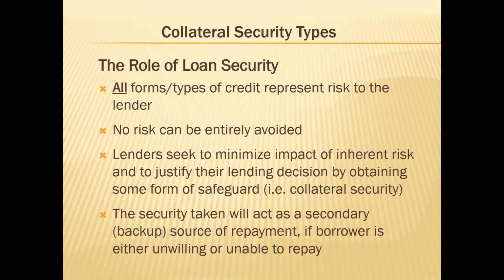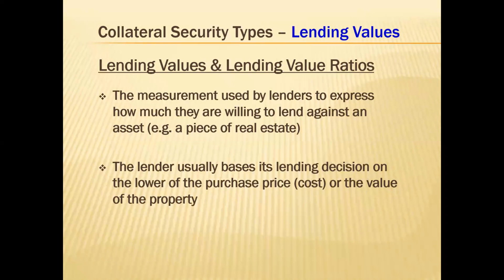Then we said, what is the role of loan security? That all forms or types of credit represent risk to the lender. No risk can be entirely avoided, and lenders seek to minimize the impact of inherent risk and to justify their lending decision by obtaining some form of safeguard, that is collateral security. The security taken will act as a secondary or backup source of repayment if the borrower is either unwilling or unable to repay.